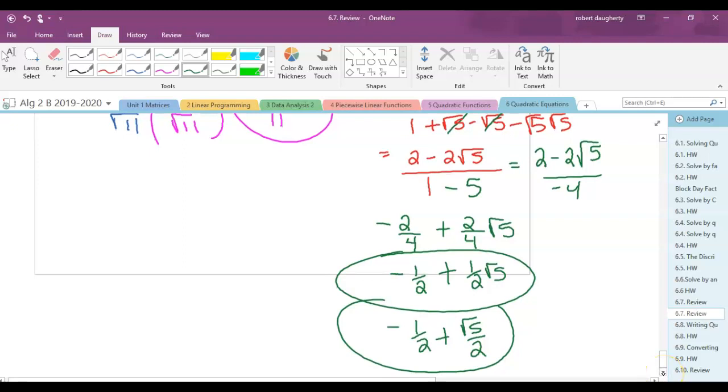And that should be the review for everything we've done in this particular section. Like I said, pay close attention to the methods of solving, but also the definitions of discriminant and what it means graphically in terms of your solutions.